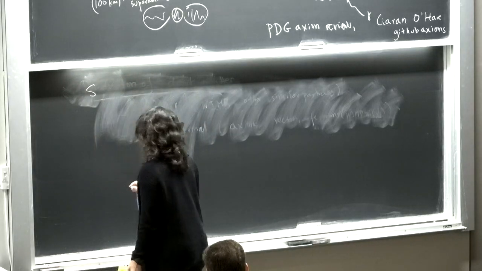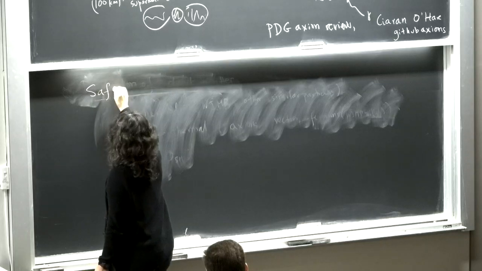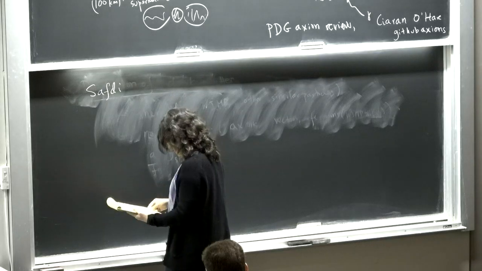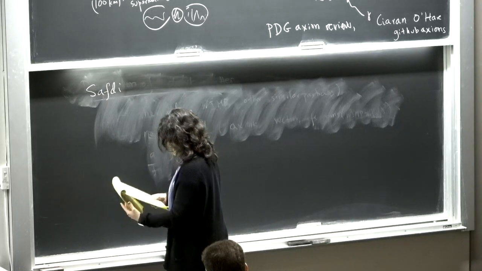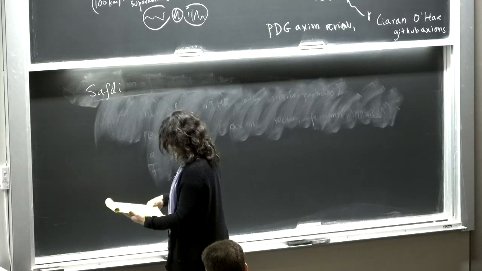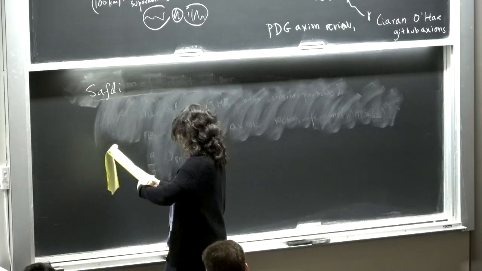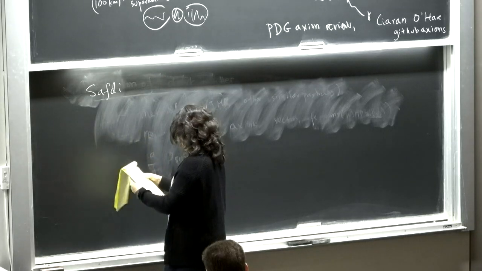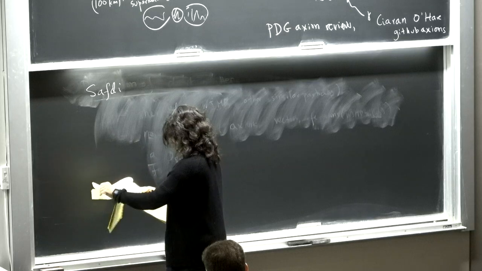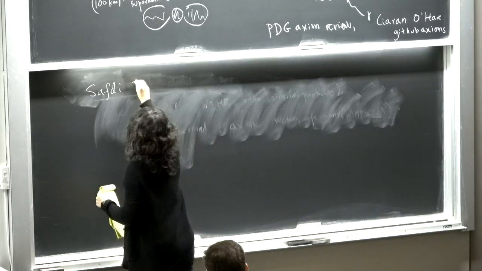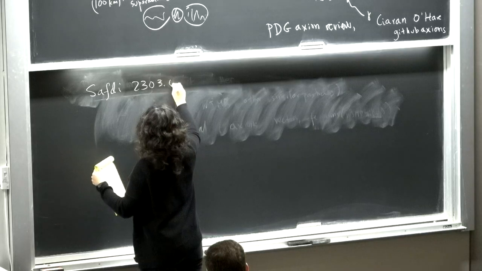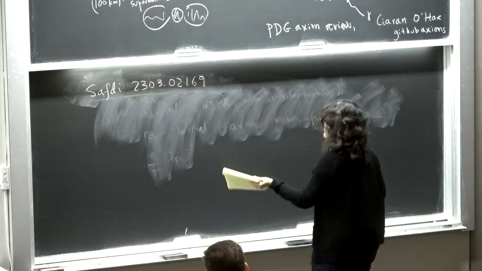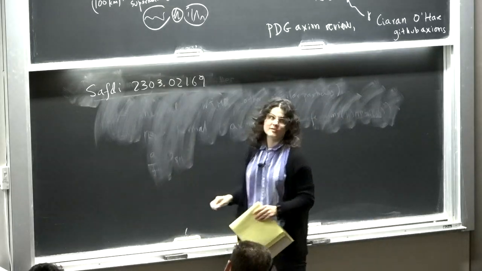There's a lot of papers on string axions, but there's a nice review by Ben Safdi from last year's TASI lectures. He has a small section on it with references that you can look up. I think I wrote down the arXiv number. 2303. So he also has a big discussion of axions, including a section on string axions.